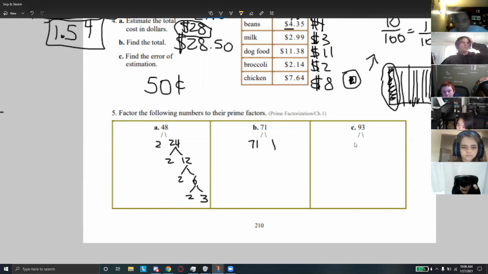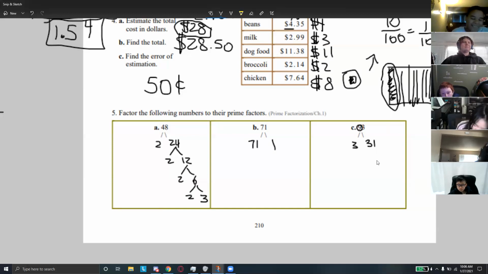Lame as well. Yes, it can be divided by 3. 3 is going to go into 93. 3 will go into 90 30 times, yeah, and then 3 will go into 93 31 times. And I don't think of anything else that can go into 31, so I think that's it. Yeah. Great. Okay, I can't believe 71 is that boring.